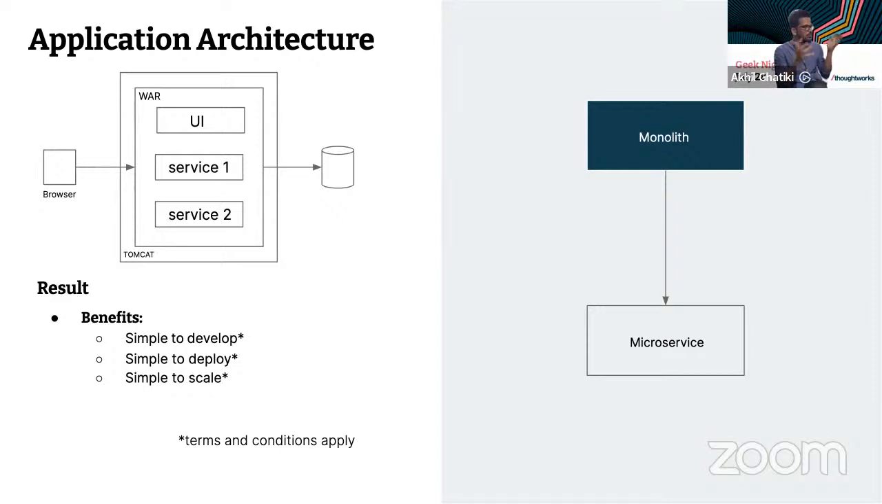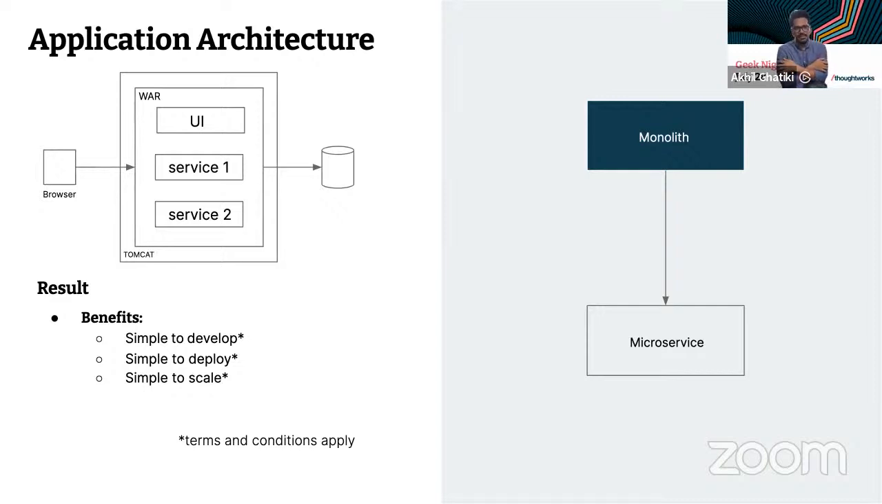So you deploy this whole WAR into a Tomcat. Your browser or the client will make requests. It takes data from the database and then it serves, right? So the benefits, again, everything I would put under terms and conditions apply. It is simple to develop, simple to deploy, and simple to scale. Simple to develop.